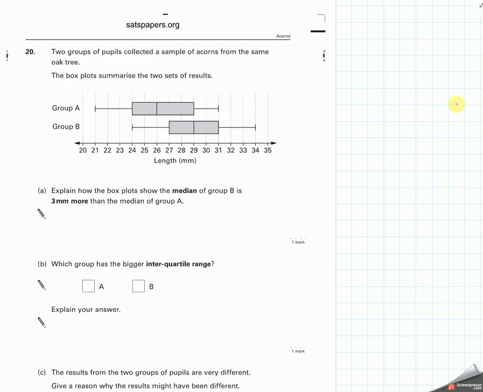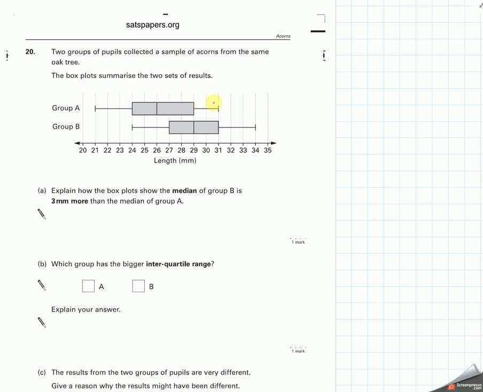Next one. Box plots. You need to be able to interpret what these things mean. We'll quickly go through a recap as I describe them. Two groups of pupils collected a sample of acorns from the same tree. The box plots summarise the two sets of data. So group A, they got numbers between 21 and 31. That's what the ends of the whiskers are, the smallest value and largest value. The middle value is the median. So when the acorns are laid out in size order, this is the one that's in the middle. These two values are a quarter of the way along them.